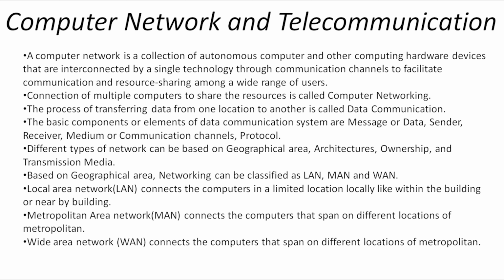The basic components or elements of a data communication system are message or data, sender, receiver, medium or communication channels, and protocol. Different types of network can be based on geographical area, architectures, ownership, and transmission media. Based on geographical area, networking can be classified as LAN, MAN, and WAN.